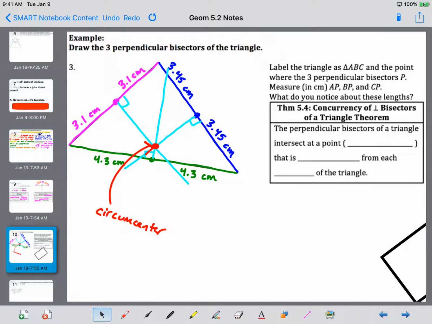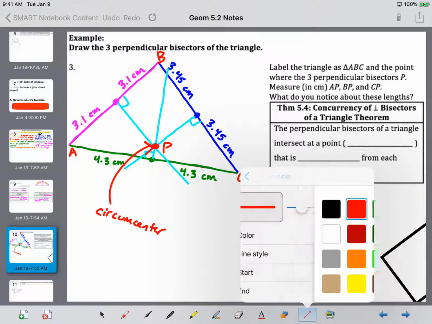All right, so let's get this out of here. So now what we're going to do is label the triangle ABC. I'm going to say this point here is A, this is B, and this is C. And then we're going to call the point where the three perpendicular bisectors meet point P. And then we're going to measure the distance from A to P, B to P, and C to P. So use centimeters just to make this a little more accurate. I'm going to get this line segment.